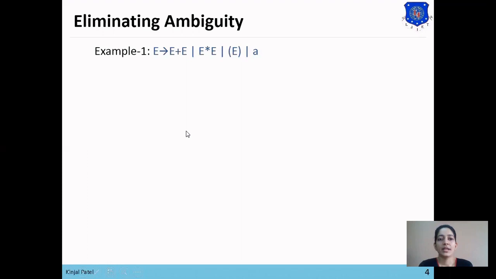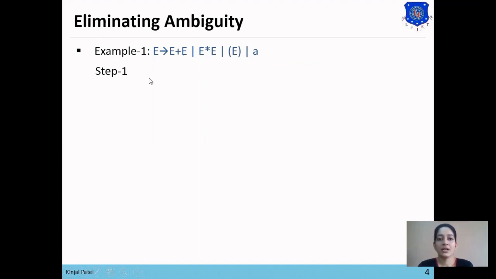Now we'll take one example and try to remove the ambiguity from an ambiguous grammar. So here you can see the example. We have already seen in the previous video that this grammar is ambiguous because the rule of associativity and the rule of precedence are not maintained in this grammar. First, we'll try to set the grammar according to the precedence. Here, plus, star and brackets, three operators are there in this example. Bracket has the highest priority, then star has the second highest priority, and plus has the lowest priority.